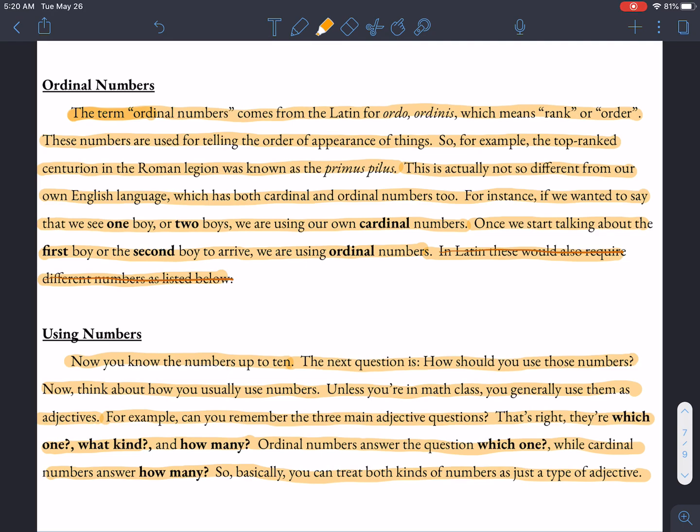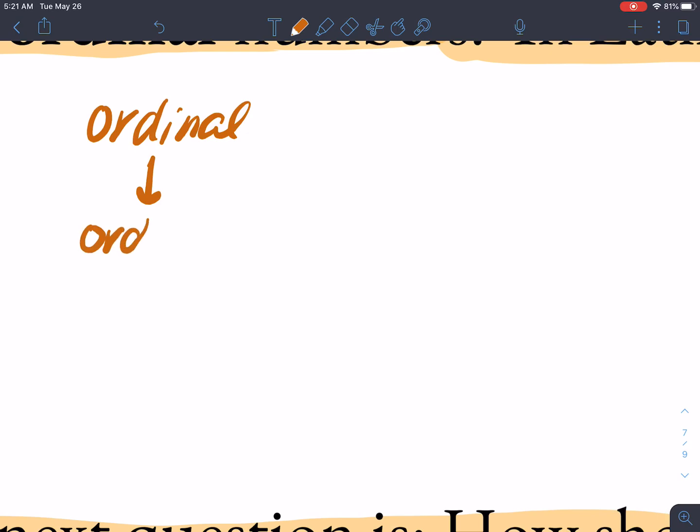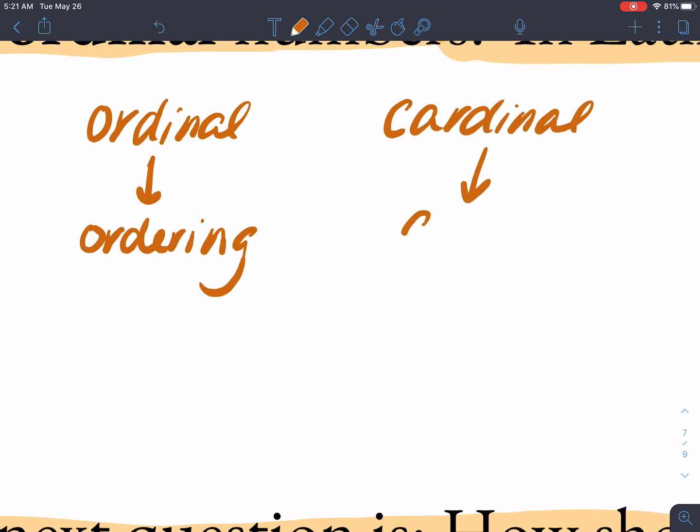So pretty much, let's break that down. Let me talk about it. So let's talk about ordinal. We're going to zoom in here so we can write some stuff. Remember, ordinal is for ordering things, whereas cardinal is for counting.